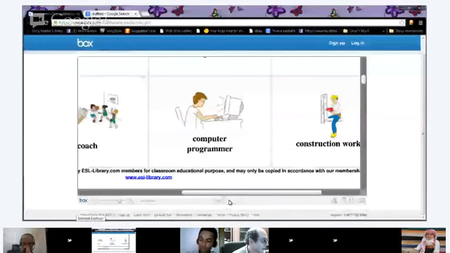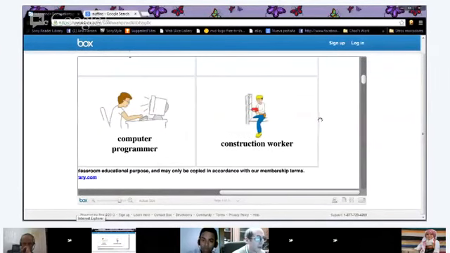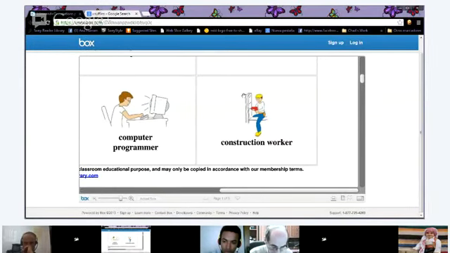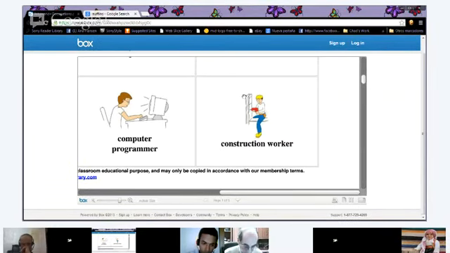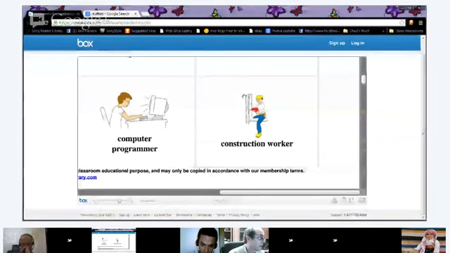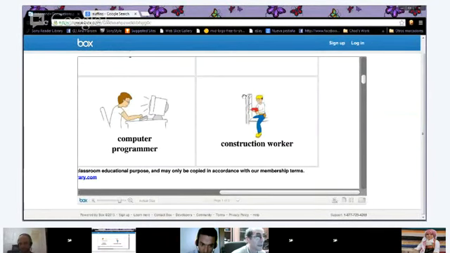Construction worker. Yeah, a construction worker. What does it look like a construction worker does, class? Establishing, a construction worker builds. So remember, we were talking about an architect. An architect designs. Designs what? Buildings and houses.